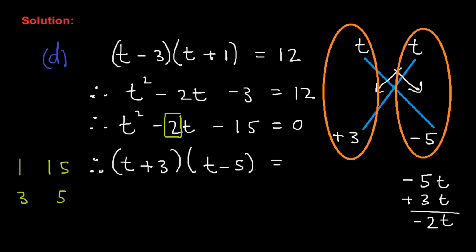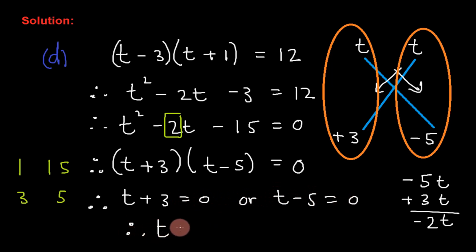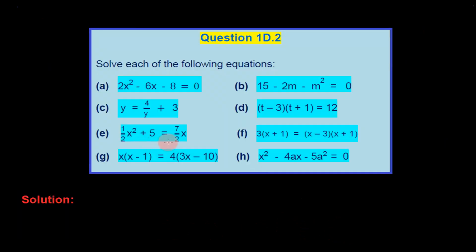We check mentally. T times t is t squared. Positive 3 times negative 5 is negative 15. Then positive 3t minus 5t is negative 2t. Then using the zero product rule, we solve for t. So t is negative 3 or t is 5. Let's go on to e.